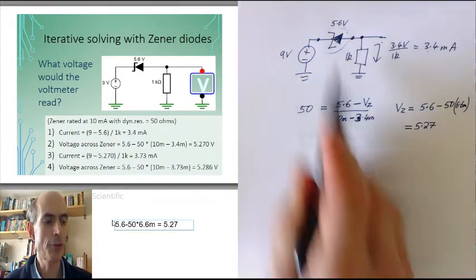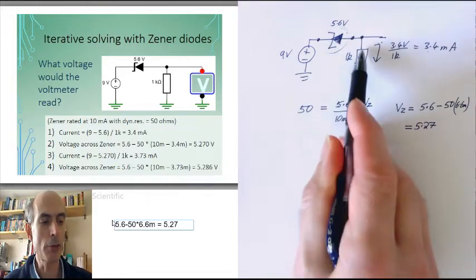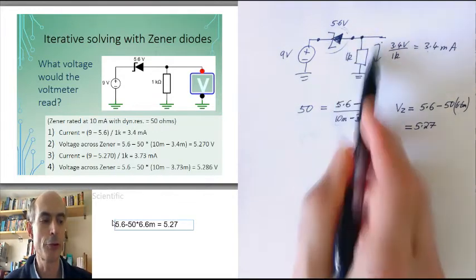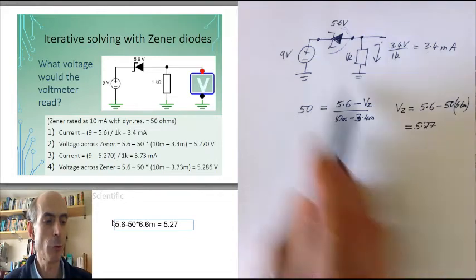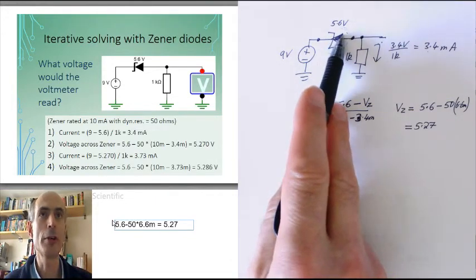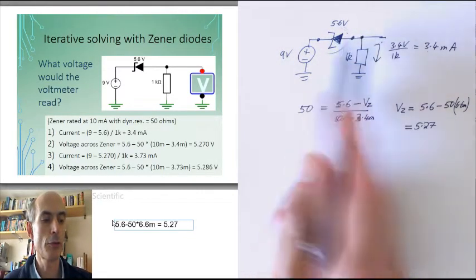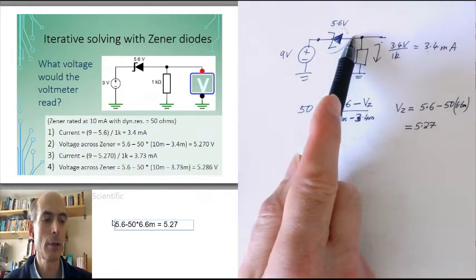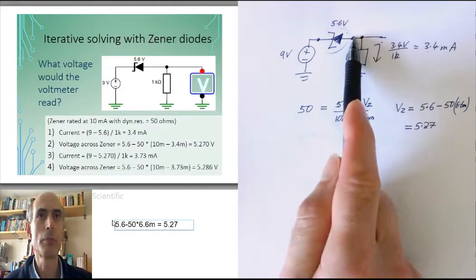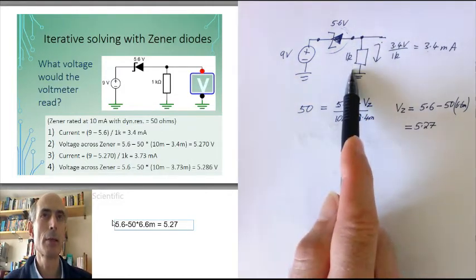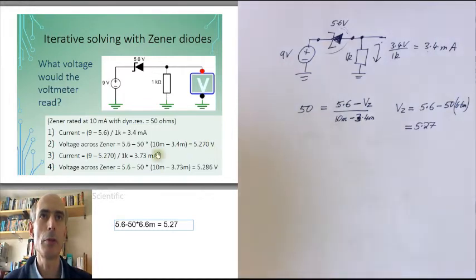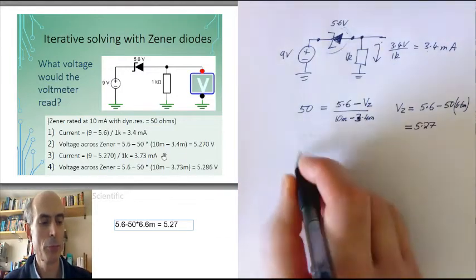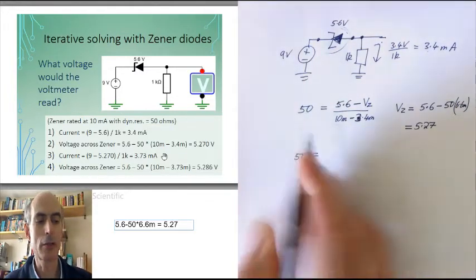Next, I use that second estimate to work out a better approximation of the current flowing through this circuit. If there's 5.27 volts across this Zener diode, then the current through the resistor must be 9 minus 5.27, that's the voltage at this point here, divided by 1K. And that works out to be 3.73 milliamps. So that's my next guess of the current through this Zener. Put that back into the dynamic resistance equation.